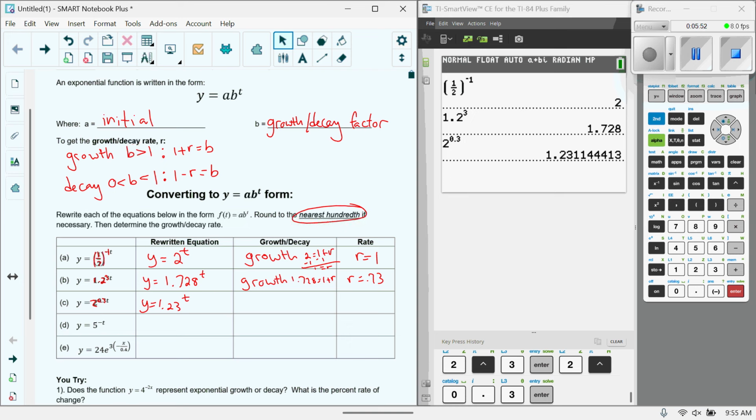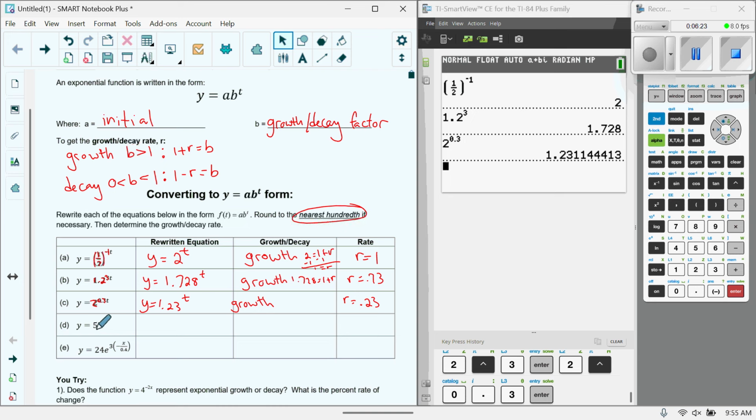So for this particular one, originally it looked like we were growing by a lot, but when we got the t by itself, now you just have 1.23. It's still exponential growth, but it's really not increasing by as much as I thought it would be originally. Now it's only increasing by 23%. Let's try the next one.